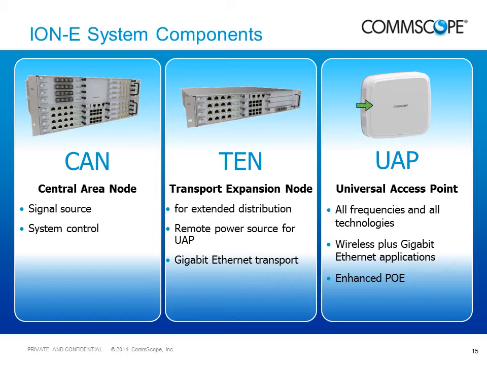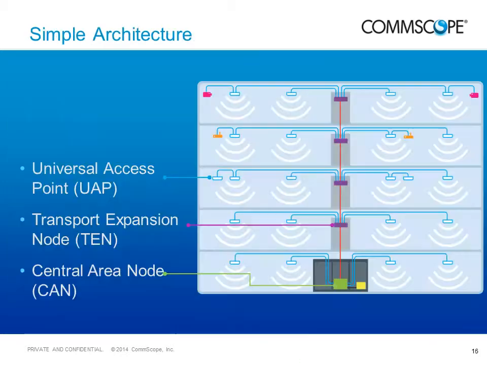So this is a typical installation of an ION-E system. Everything starts with a central area node which receives the signals from the base station. We can connect UAPs directly to the central area node here. But if we want to expand to beyond 16 UAPs or beyond 100 meters of Cat6a cable distance, we can use fiber optic cable, either single mode or multi-mode, between a CAN and a TEN. And then again, each TEN can support up to 16 UAPs, and then we can daisy chain many of those together. And I will show how the scalability of this works.